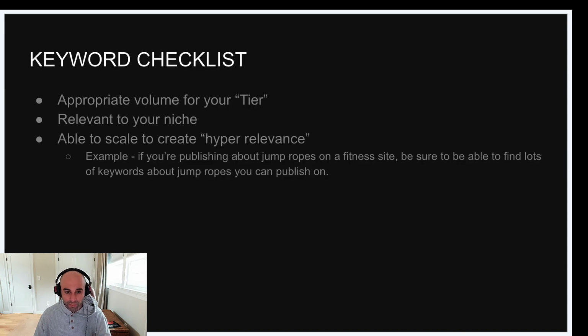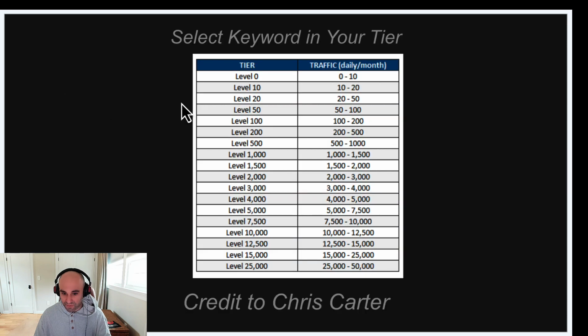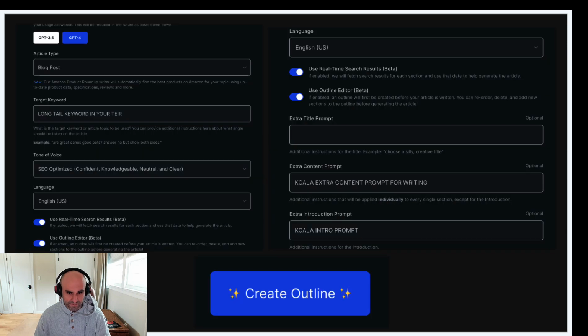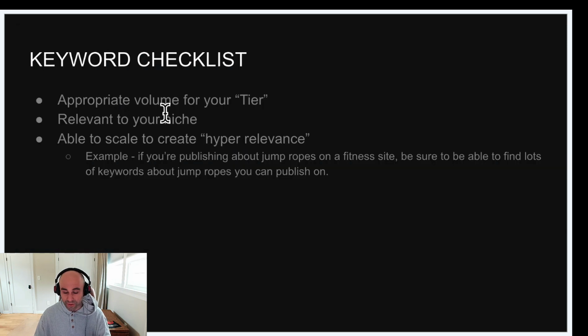So it starts here. If you don't understand this, let me know in the comments. I'll make a whole separate video about this. But anyway, here is the keyword publishing checklist. You pick an appropriate keyword volume for your tier. This is very, very important. If your site gets 500 to 1,000 visitors per day, you go below that. You go for a keyword that has a search volume of 200 to 500, 100 to 200, 50 to 100, etc.